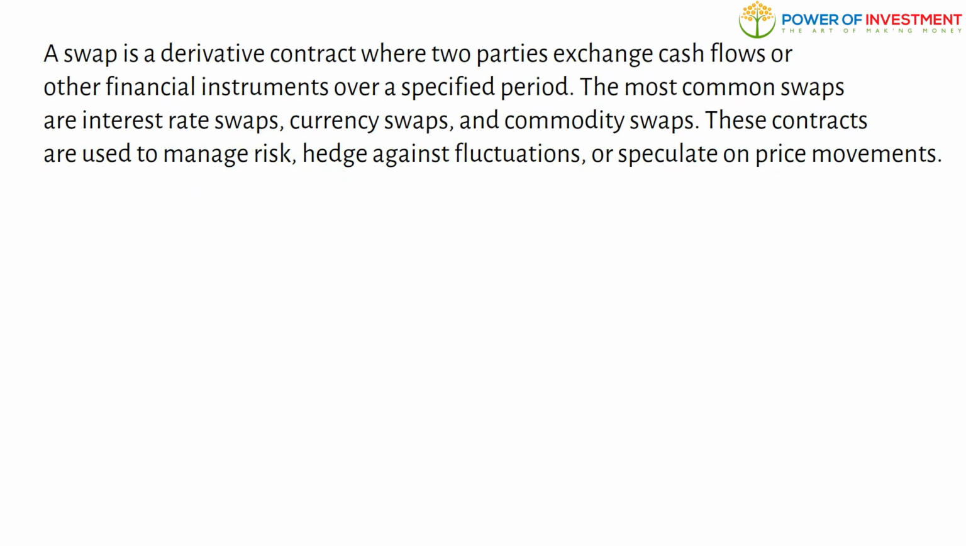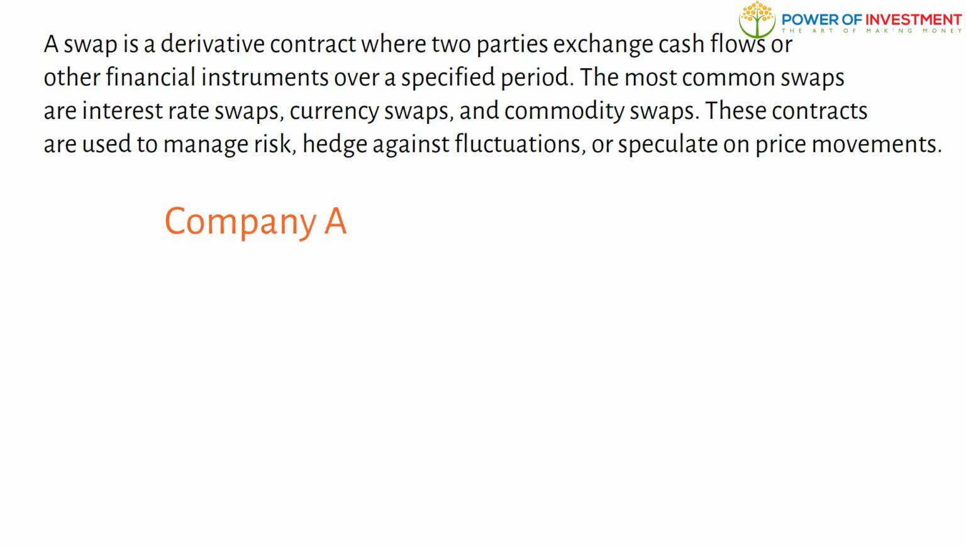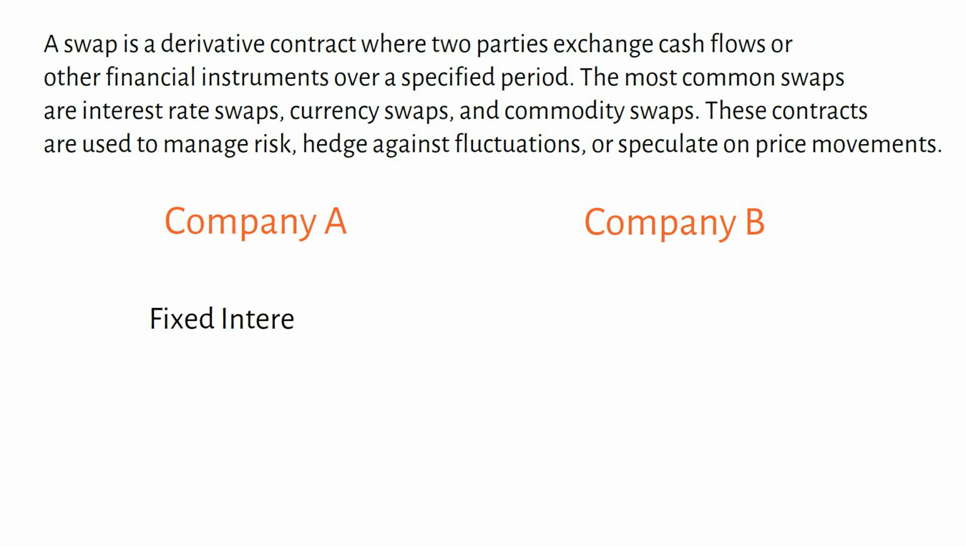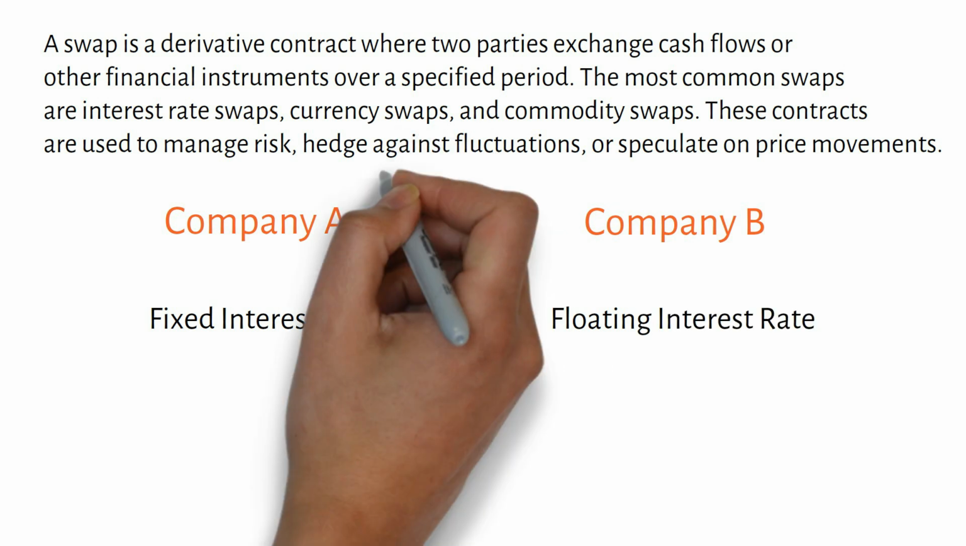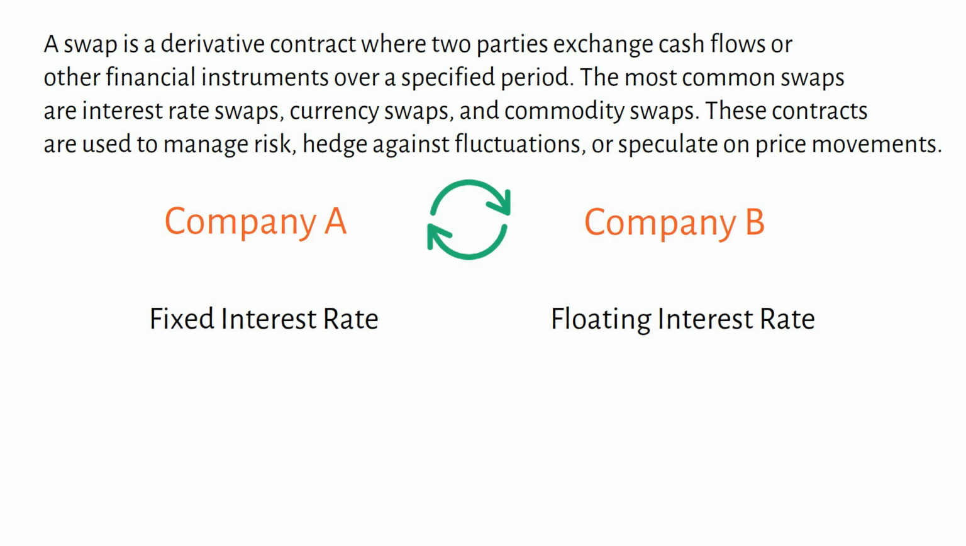Example: imagine two companies, Company A and Company B. Company A has a loan with a fixed interest rate, while Company B has a loan with a floating interest rate. They agree to an interest rate swap where Company A will pay Company B's floating interest rate and Company B will pay Company A's fixed interest rate. This allows both companies to manage their interest rate exposure more effectively.